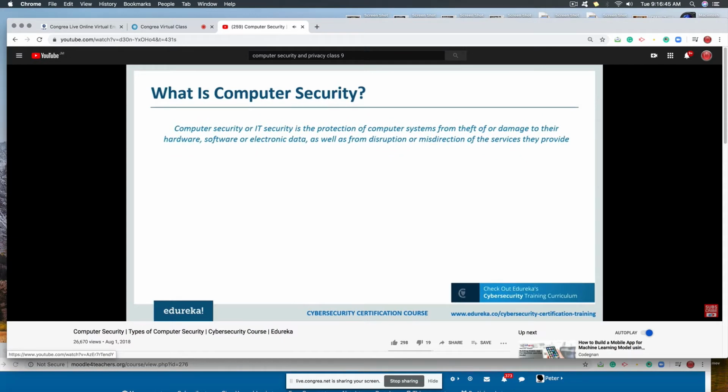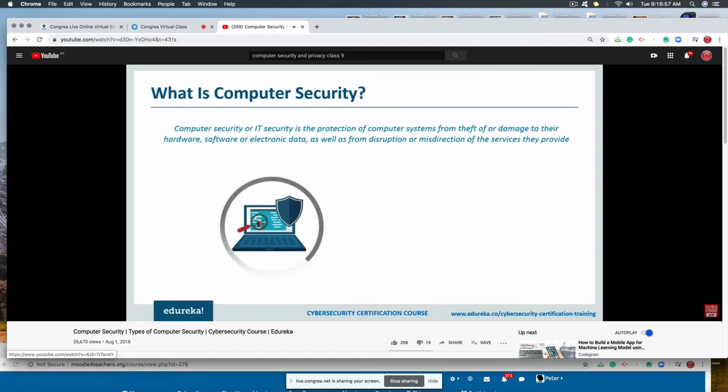Well, computer security is not just an IT problem. It is everyone's responsibility, and this means that everyone who uses a computer or mobile device needs to understand how to keep their computer devices and data secure. So, here's what computer security is all about.